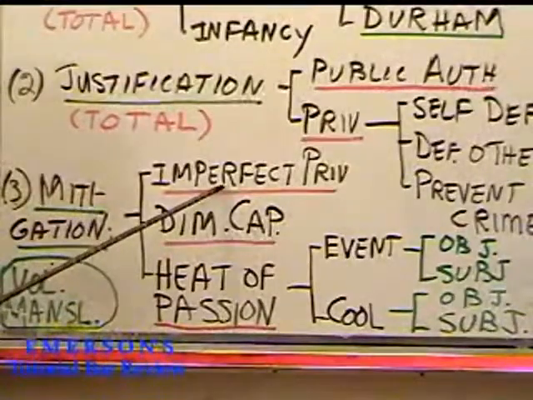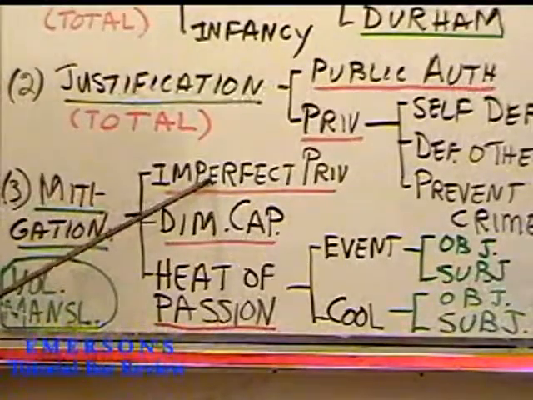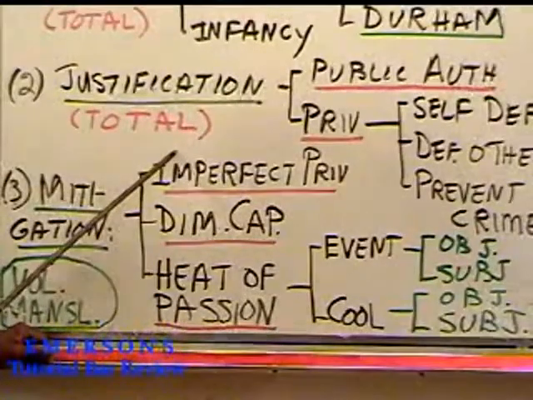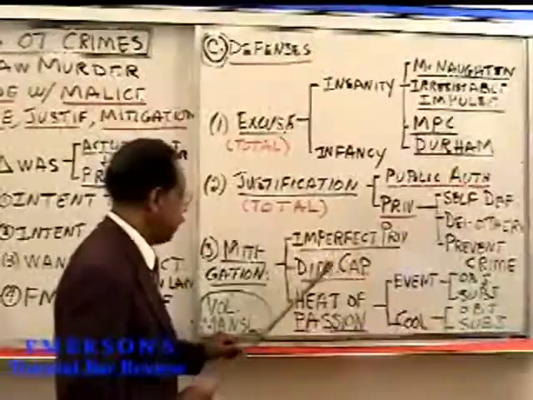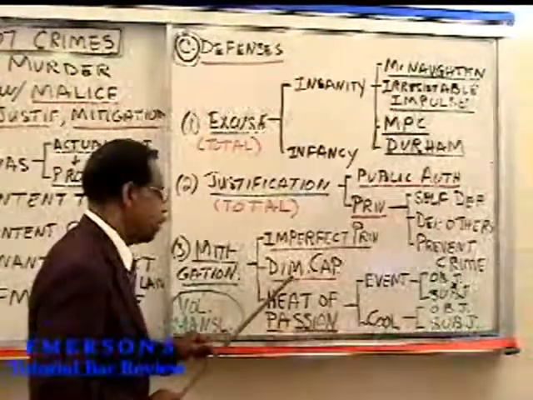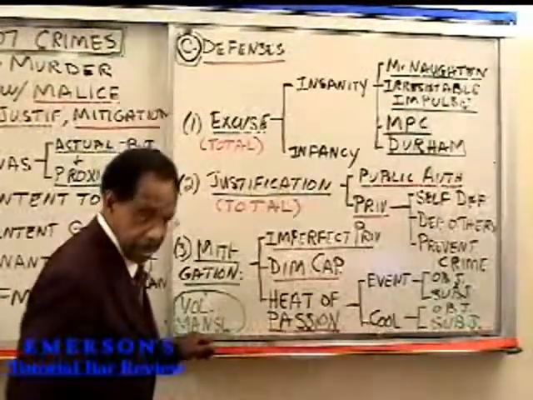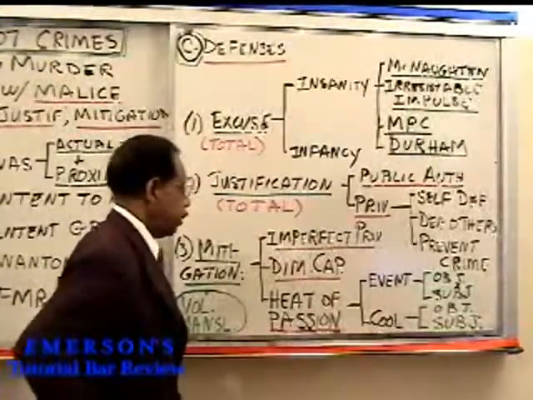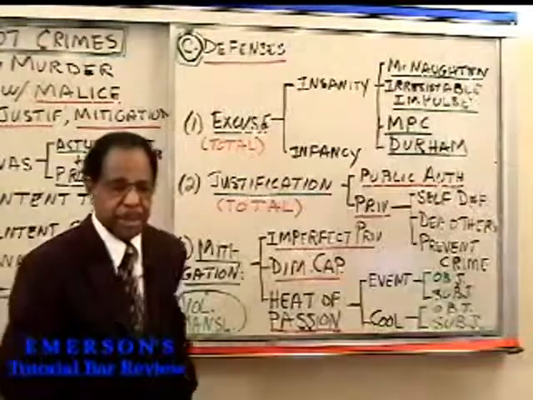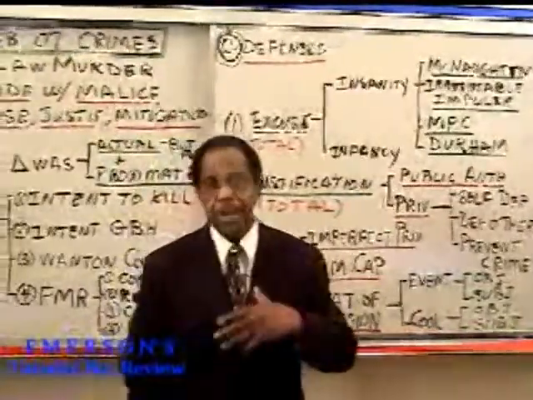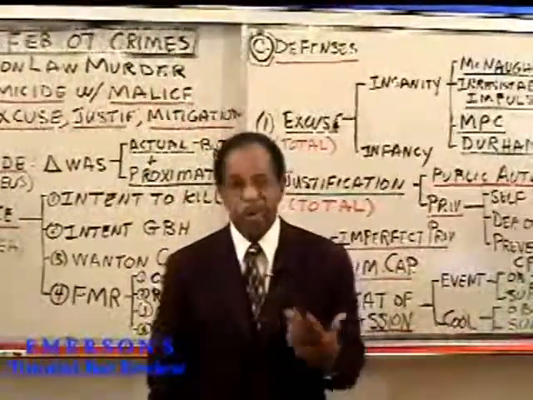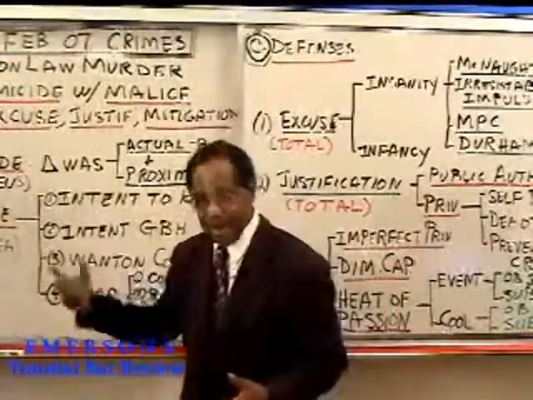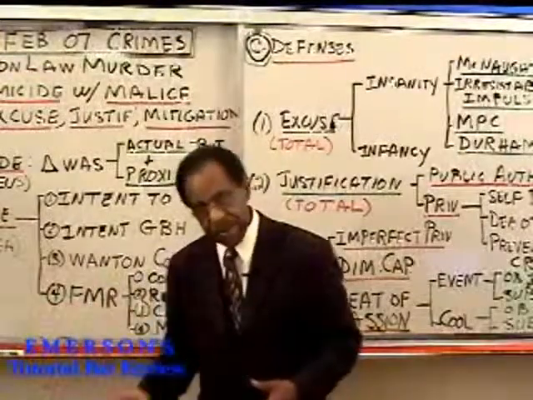Do we have an imperfect privilege? No. Dan is not in a situation where he reasonably thought he had some privilege that he was exercising. Do we have diminished capacity? Well, I don't think so. Diminished capacity requires that Dan is unable to form the state of the malice, the intent to kill, unable to do it, not whether he did it or not, he's unable to do it.